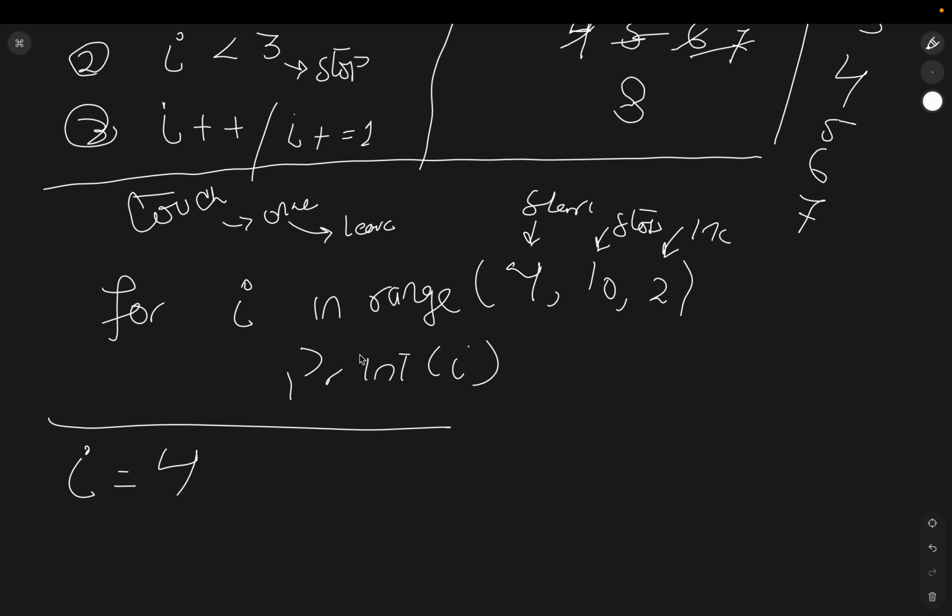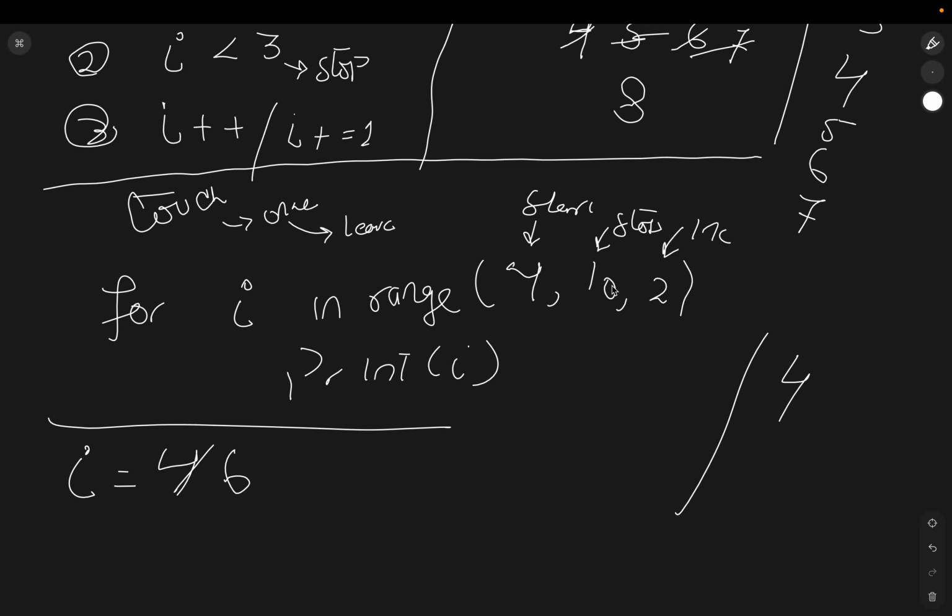Then we check this stopping condition. Is 4 less than 10? Condition true or false? Yes, so we come inside the for loop. What is here? Print i. What is inside my i? That is 4. Now I come back here and increment i. Previously i was 4, 4 plus 2, it will now be 6.